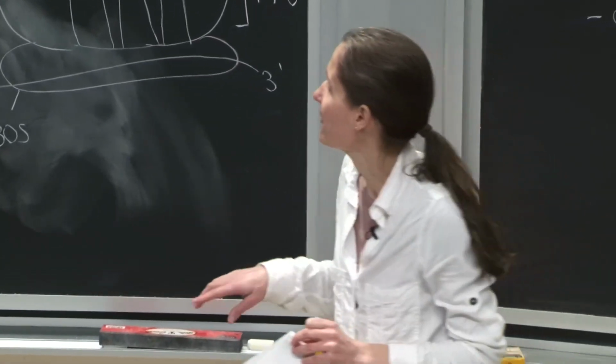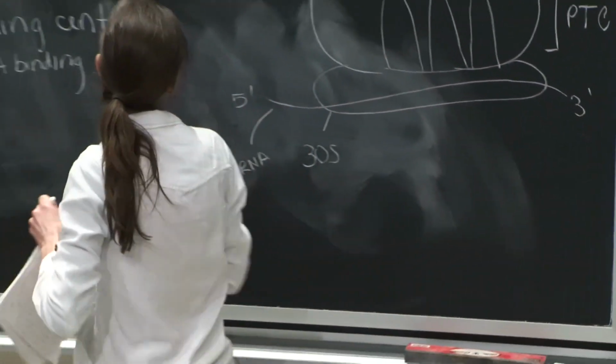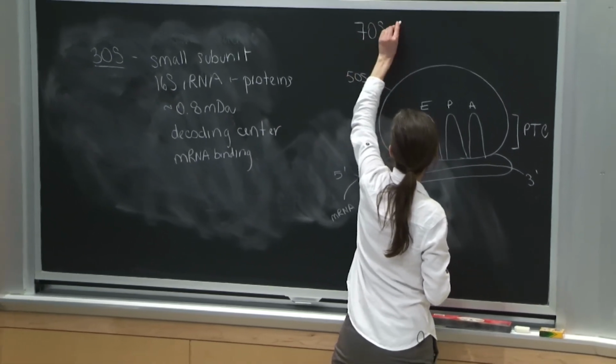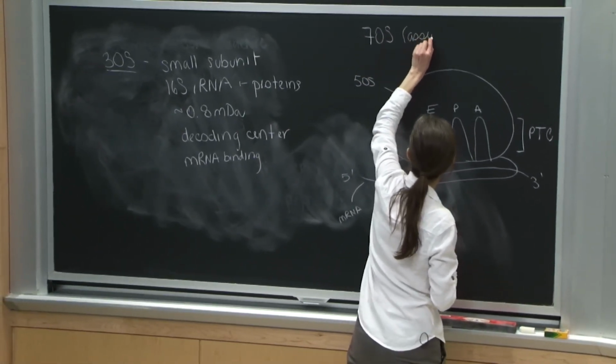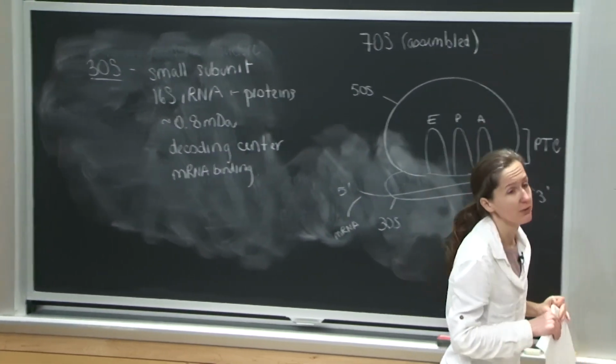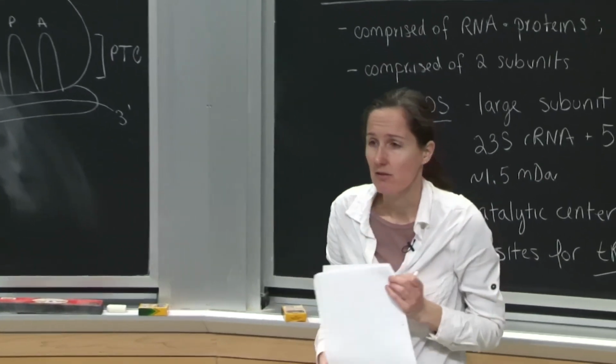So just in terms of these names, 50S, 30S, this is overall the 70S assembled ribosome. Where do these numbers come from? What does 50S, 30S, 70S mean?